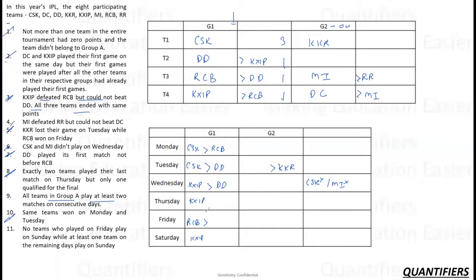Now DD has played here also. DD has played 2 matches. Now DD has defeated Kings 11 Punjab. So I'll just reverse the sign. DD has defeated Kings 11 Punjab. RCB has defeated DD. So DD third match is here. Now RCB has lost. Now CSK has won and RCB has lost.